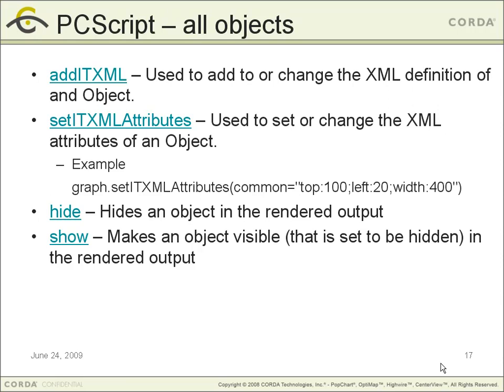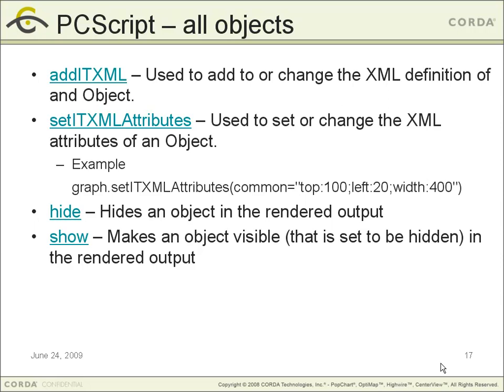There are some additional commands that are useful for all objects. These are not just for the main or the base object or any specific object, but they can be used for any object. So whether it's a graph, a shape, a map, text box, a bitmap, whatever, these commands apply. The first one is add ITXML, which is very similar to main.add ITXML, but allows you to add ITXML specifically for this object or this element inside of the image template that you are working with.